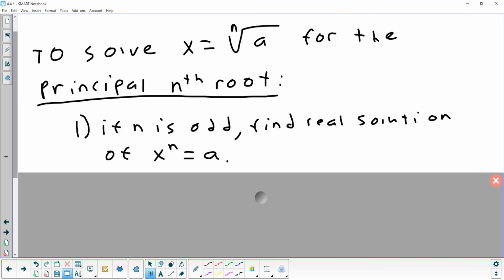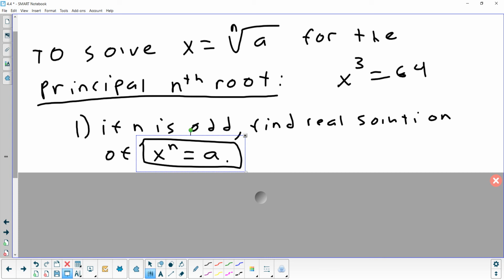If you're dealing with an odd root, you must be solving an equation like this. So let me give you an example. x cubed equals 64. If you were trying to solve that equation, you would have to take the cube root of both sides. And you'd have something like this.